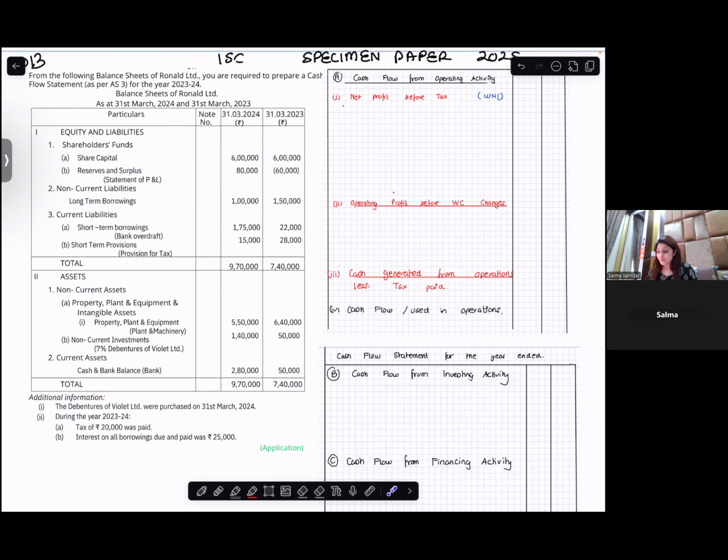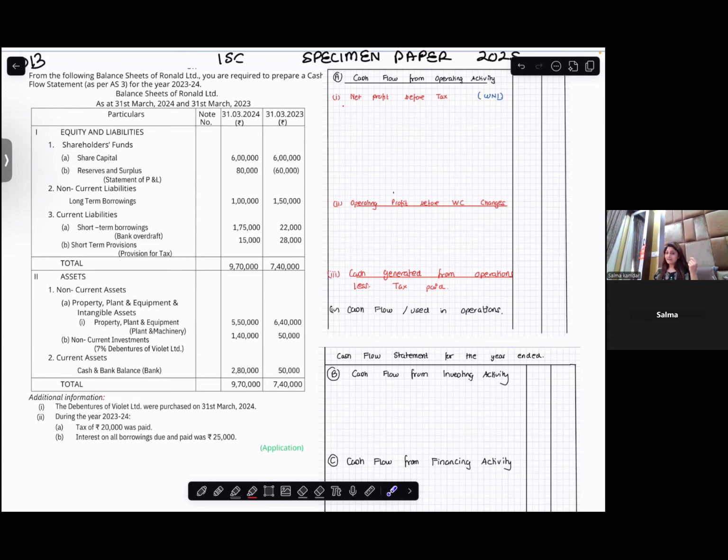Your cash flow from operating activities should have these five things. What are the five things that we are looking at? Net profit before tax, operating profit before working capital changes, cash generated from operations minus the tax paid. What will you get? Cash flow from operations or cash used in operating activities, cash flow from investing, cash flow from financing. Okay, keep this in mind.